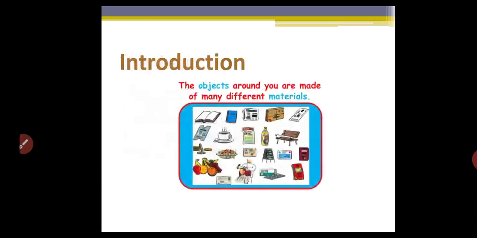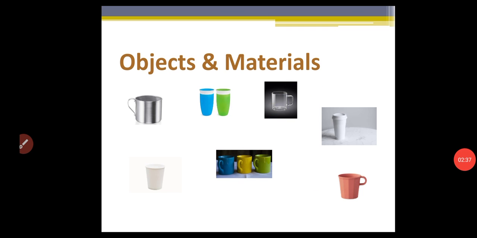In this lesson, we are going to understand why we need to sort materials into groups. What is the necessity for that? Sorting means to classify the materials into particular groups. Objects and materials: objects refers to anything that can be seen or felt. Materials refers to the matter from which things are made. So materials together make an object.